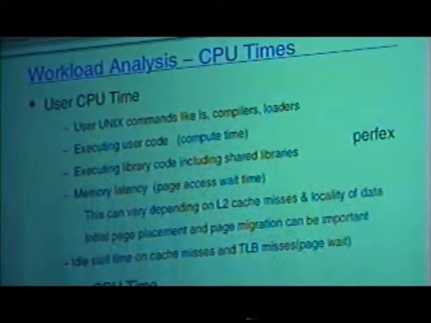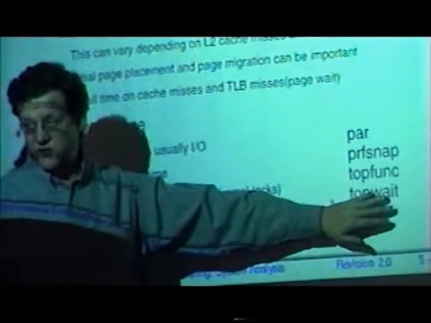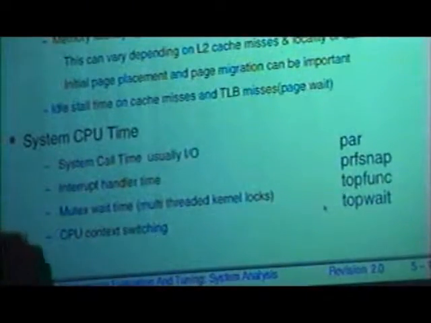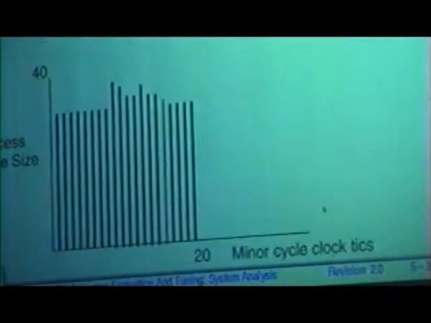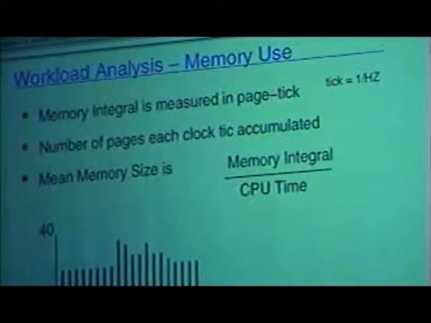If I have high system time, then I said go to PAR. And we're going to talk about a few other commands that are available as well to look at high system time. So SAR-U told me what to look for. I talked a little bit about a memory integral. We'll come back to that a little bit later as we need.